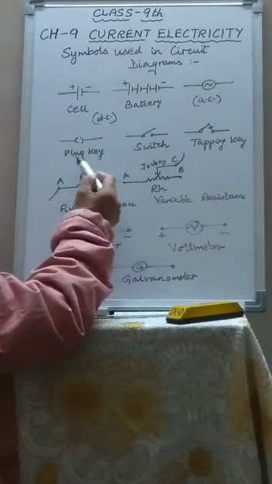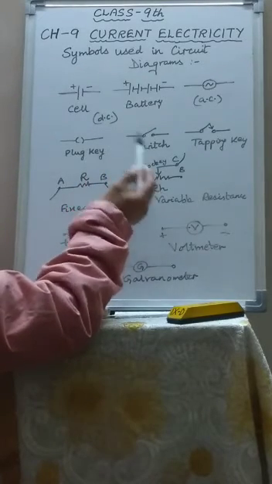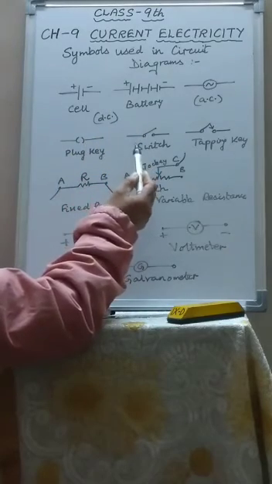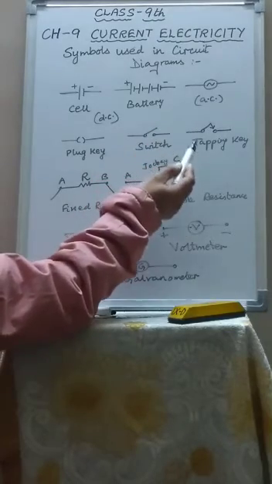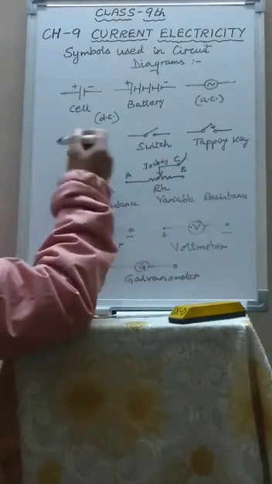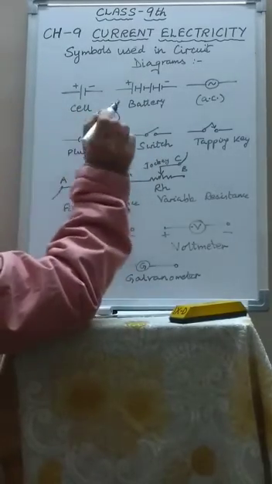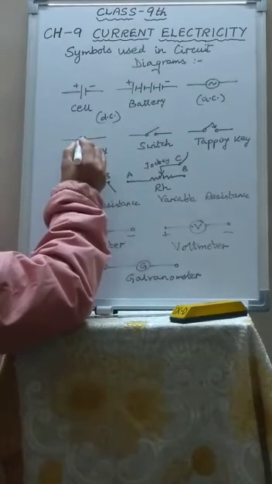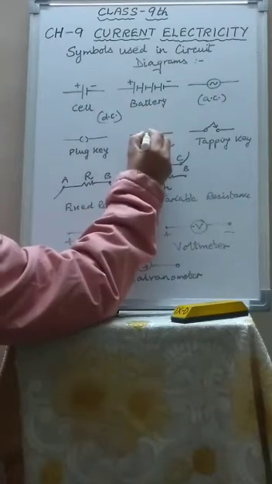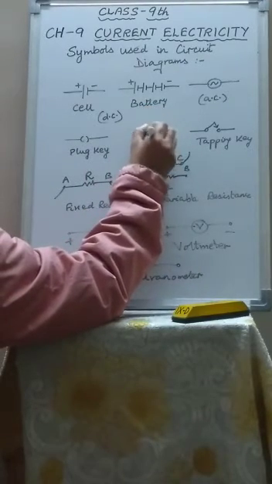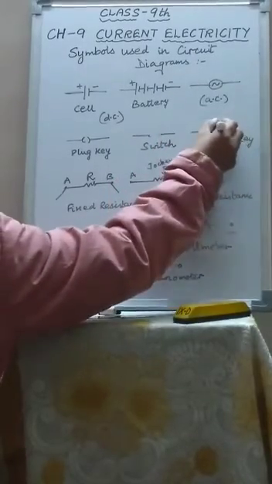Now these are keys or switches to open or close the circuit. These keys are used to put the current on and off in a circuit. So this may be a plug key, or a switch, or a tapping key. These are the cases when the key is open. That means when we are not using the cell, the circuit is open, no current is flowing. Now if we close them, current starts flowing. So we connect it like this. The circuit becomes closed and we can use them.